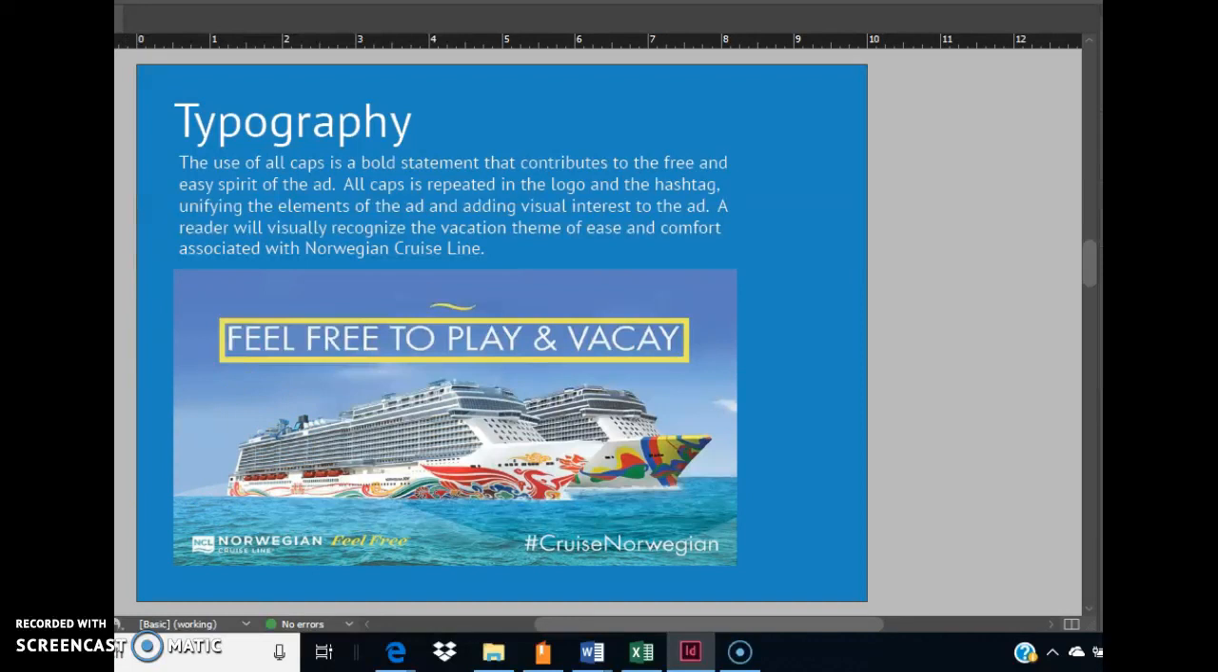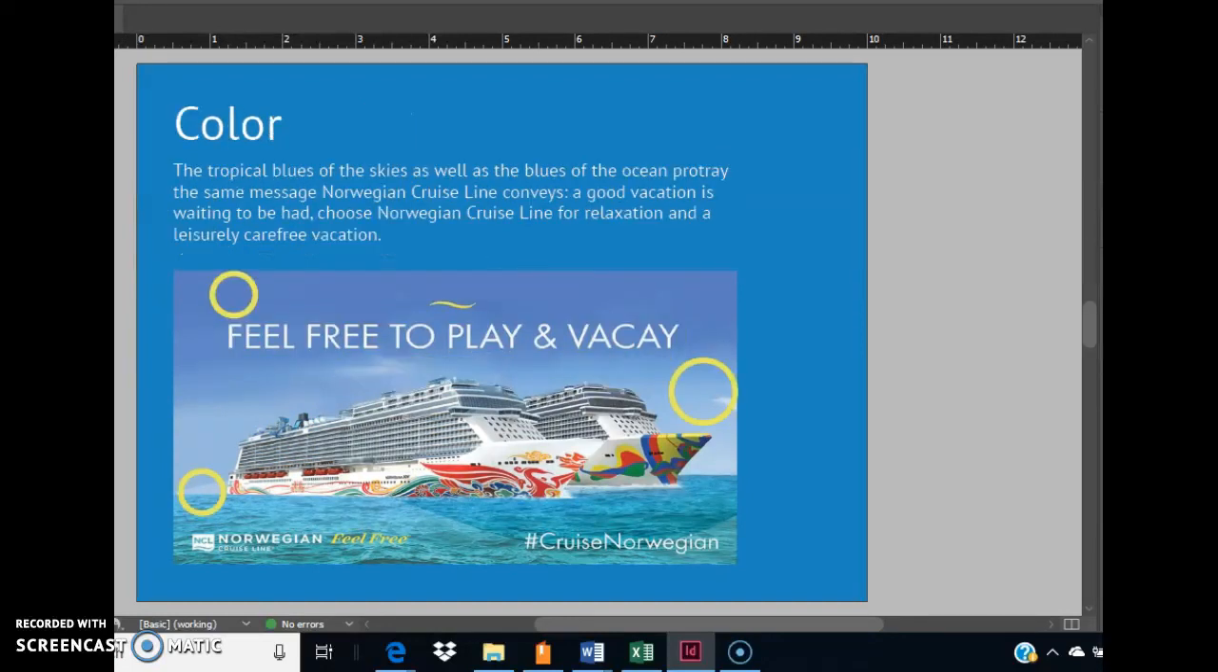And we'll look at the color next. The color of the original ads has the tropical blues of the skies as well as the blues of the ocean. And they're all portraying a message that Norwegian Cruise Line conveys, and that is that a good vacation is waiting to be had. Choose Norwegian Cruise Line for relaxation and a leisurely, carefree vacation.